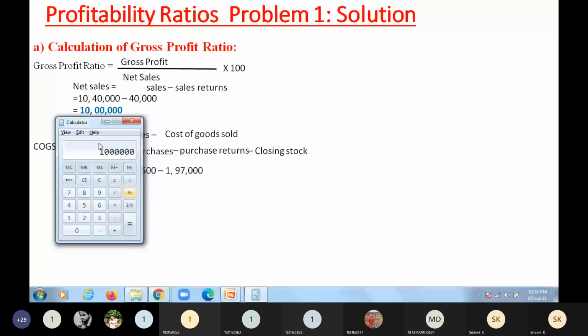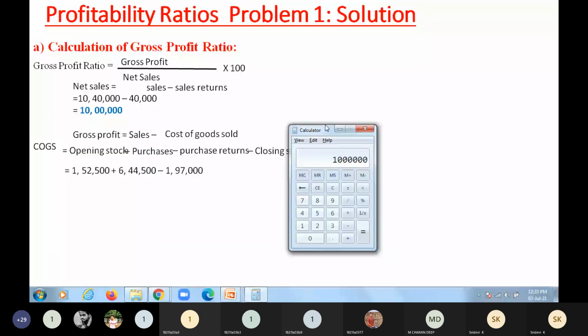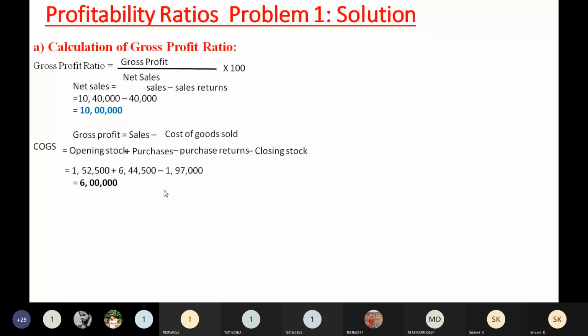So you calculate that. I cannot move. Okay, I can move. Calci. So 1,52,500 plus 6,44,500 minus 1,97,000. So that will give you how much? 6 lakhs. 6 lakhs is the cost of goods sold. So that you show here, cost of goods sold 6 lakhs. As we are having sales here, you have to take the net sales amount, not total sales.